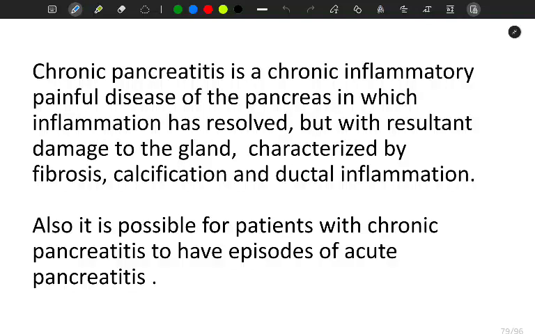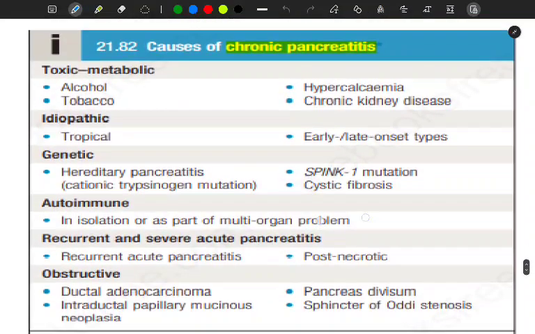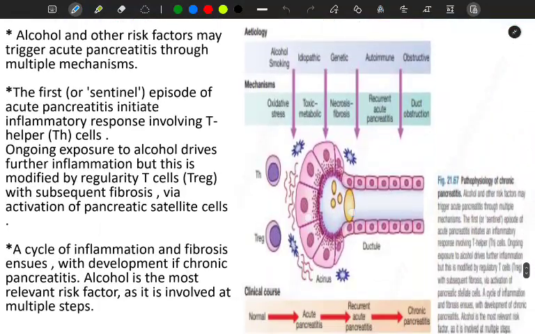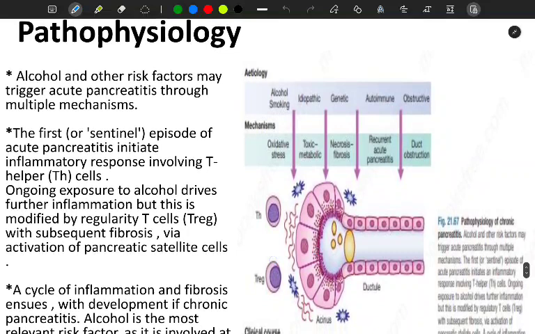Alcohol, tobacco, hypercalcemia, chronic kidney disease, cystic fibrosis, hereditary pancreatitis, and autoimmune disease can cause pancreatitis, and recurrent acute pancreatitis, alcoholic, and obstructive pancreatitis due to gallstones as well. All of these causes, or obstruction due to adenocarcinomas, stenosis, and bilirubin, might cause recurrent pancreatitis and eventually develop chronic pancreatitis.